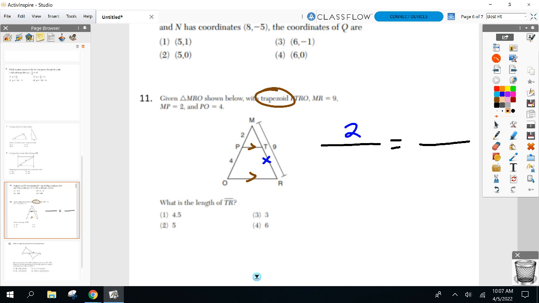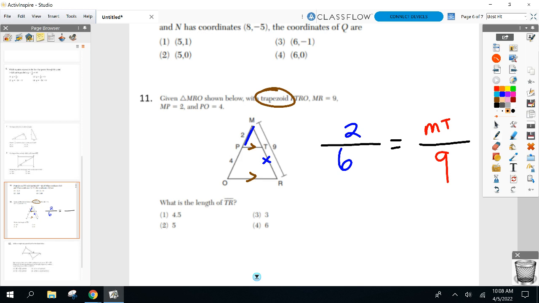2. X minus... MP corresponds with what side in the big triangle? MO, which is how long? 6. Everybody good so far? Everyone all right? 2 corresponds with 6. Now, the only other side I have is 9, and that's in the big triangle. So now I've got to figure out, doesn't 9 correspond with MT, everyone? Everyone agrees? So how do I write that, though?